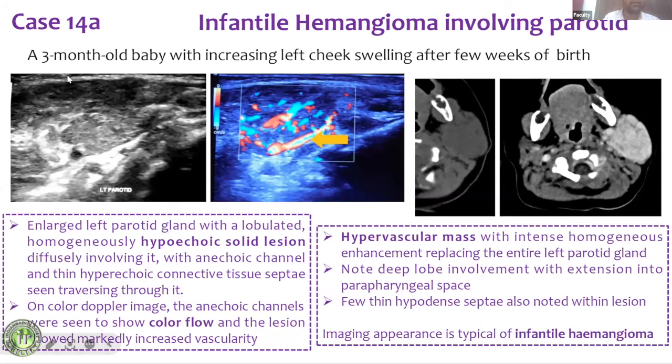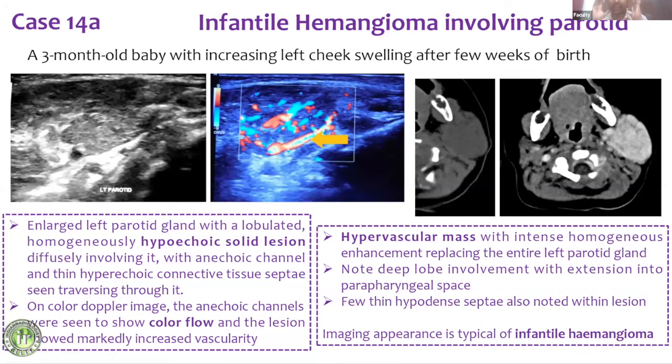So what we found, the left parotid gland is entirely enlarged, and there are a few hypoechoic vascular channels showing intense color flow here. And on the CT image, you can see the entire left parotid gland is enlarged with homogeneous enhancement. So this is a very classic presentation of infantile hemangioma involving the parotid gland. The normal parotid gland is not visualized. It is just this intense enhancement.